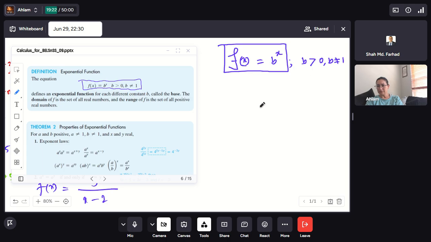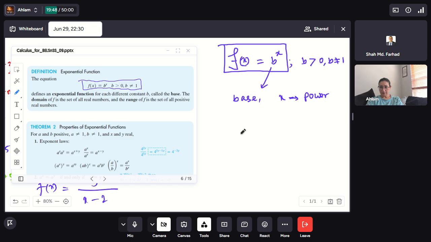Here b is called the base and x is called the power. So the condition for an exponential function is the base must be positive, and also the base must not equal 1.